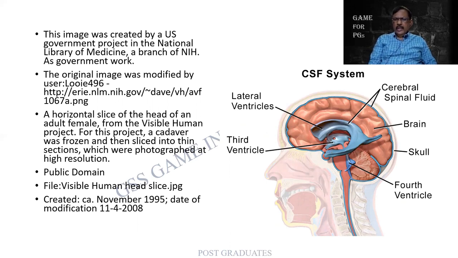This is a model of the ventricular cerebrospinal fluid circulation. You are finding the various ventricles, the third ventricle, and from there, you find there is a fourth ventricle. You find that there is a circulation of the cerebrospinal fluid. So this has been modeled so very beautifully, and the credit goes to the reference adjoining.